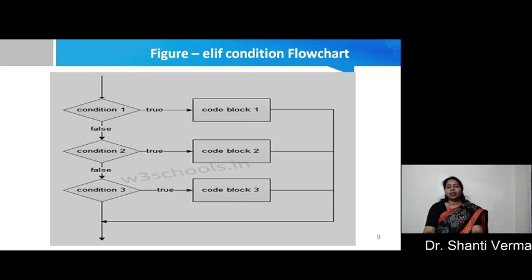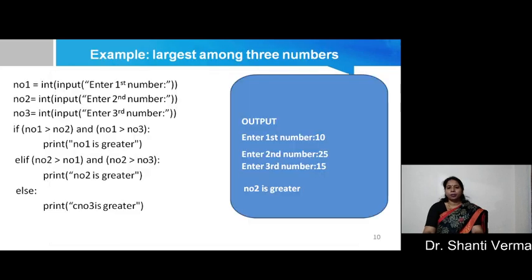You can see if condition 1 is true, the code block 1 is executed, and if false, it checks whether condition 2 is true or not. If true, the condition 2 block is executed, and if condition 2 is false, it checks condition 3. If it's true, it executes the code block of 3, or else it executes the else statement.